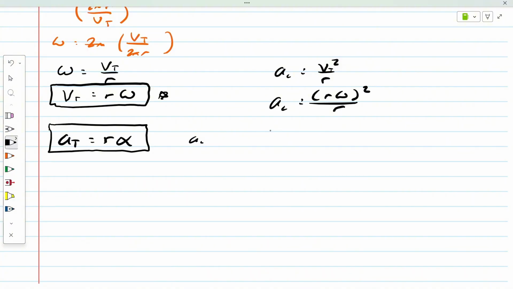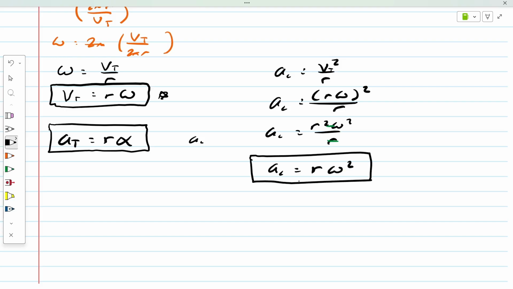And so now we can square this top part and get r squared omega squared over r. So one of these r's is going to cancel. And so we will get our centripetal acceleration equals r omega squared. And so that's our other type of acceleration.